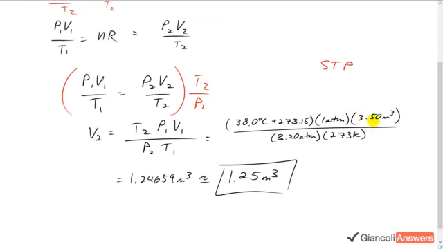And we'll multiply that by 3.5 meters cubed for the initial volume. And then the temperature is 38 degrees Celsius plus 273.15 to convert it into Kelvin, and divide that by 3.2 atmospheres, and we can leave these pressures in units of atmospheres because the only important thing is that they're the same unit so that they cancel. No need to change them into pascals. And then the temperature at STP conditions is 273 Kelvin. And this makes 1.25 cubic meters as the final volume.